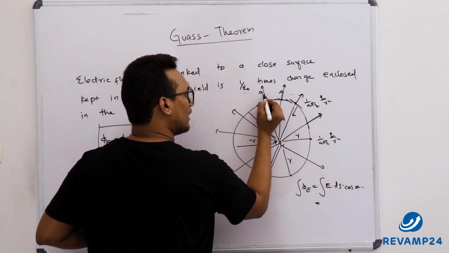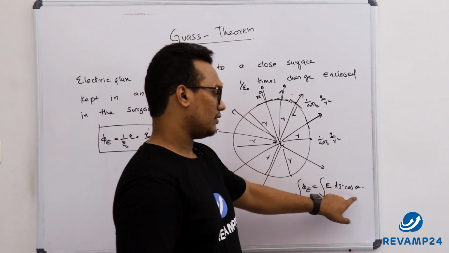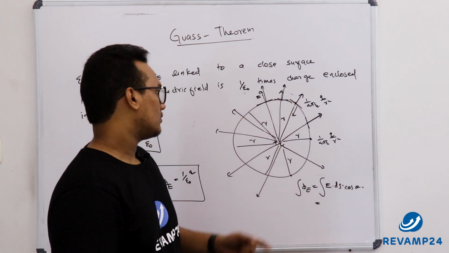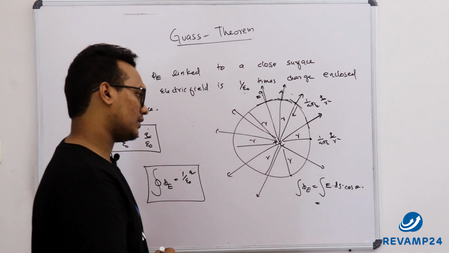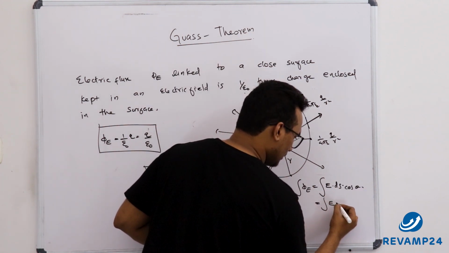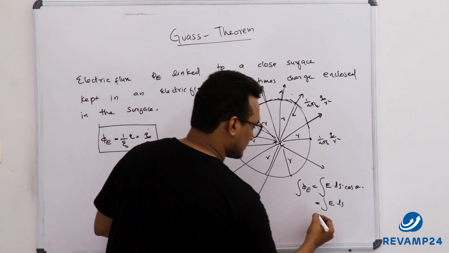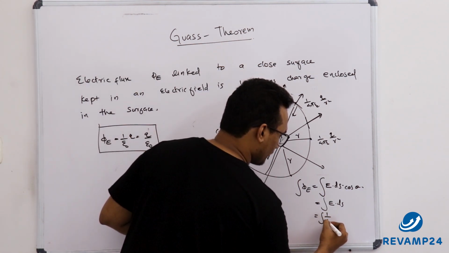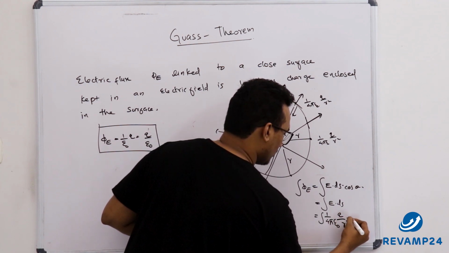See, everywhere the area and electric field lines are parallel. So this will be cos 0. Parallel means E and area make an angle of 0 in between. So that will be cos 0. Cos 0 is 1, so that will be simply E into ds. And what is the value of E? E is nothing but 1 by 4 pi epsilon 0 Q by R square, dot ds.